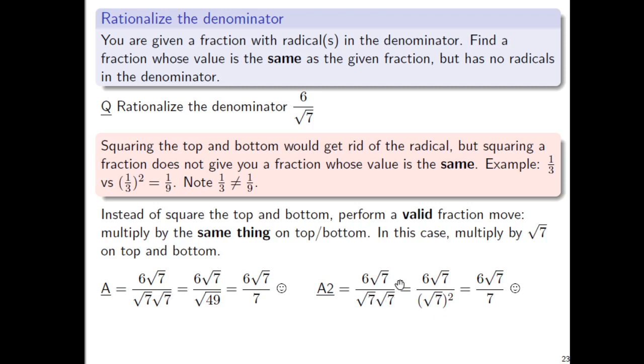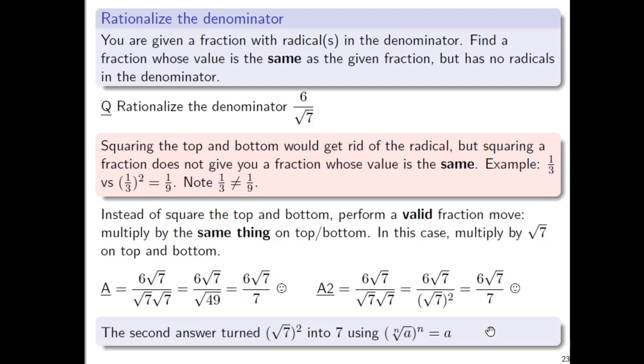The first step is the same. You multiply by root 7 on top and bottom. It's just a matter of, do you use the formula about multiplying two radicals together, or do you use the other formula that the nth root and the nth power undo each other?